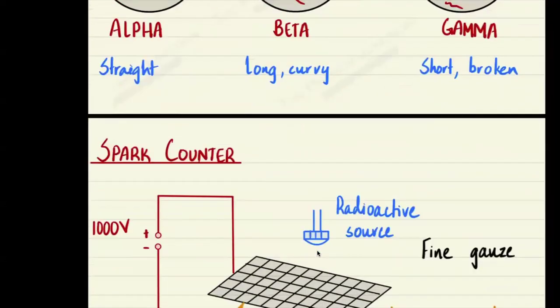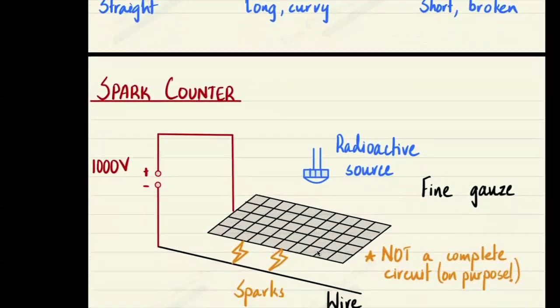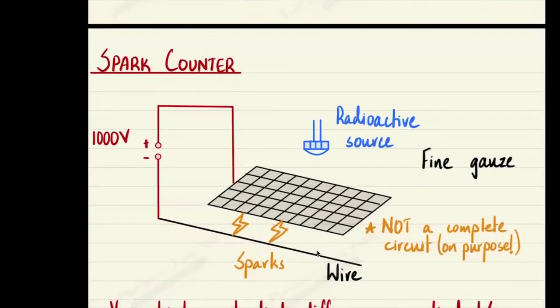The other piece of equipment that you need to know how to use, how it works, and what it's made up of is the spark counter. For the spark counter, we have a metal gauze, basically like what window coverings are made up of. So that's the fine wire gauze that we have here. We have just a wire on the other line, and they're connected to a really high voltage supply. This is like plus 1000 volts appearing here, and this is ground.